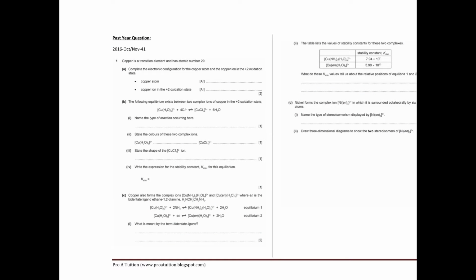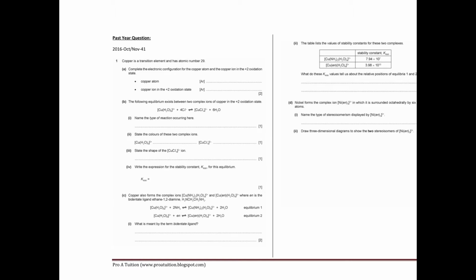Let us go through this question straight away. Copper is a transition element and has atomic number 29. Complete the electronic configuration for the copper atom and copper ions in the +2 oxidation state. So what is atomic number? It is actually proton number. Proton number means there are 29 protons.